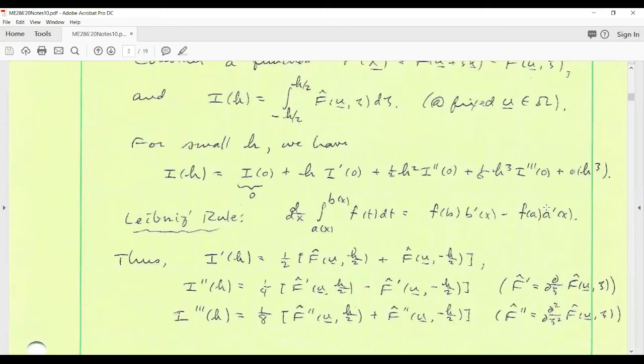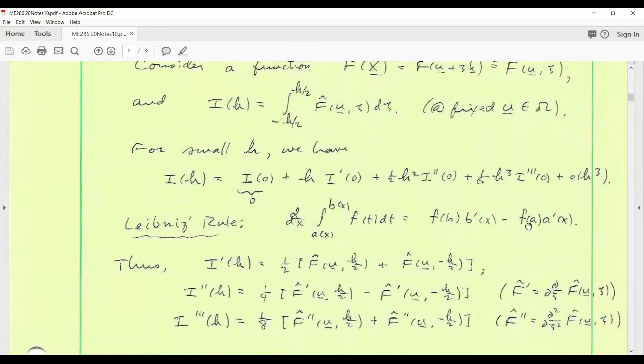And that's exactly the situation we have here. Of course, if x were included explicitly in the integral, then you'd have another term which would be the integral of the derivative of f with respect to x in addition to these terms. Okay, has everybody heard of Leibniz rule?